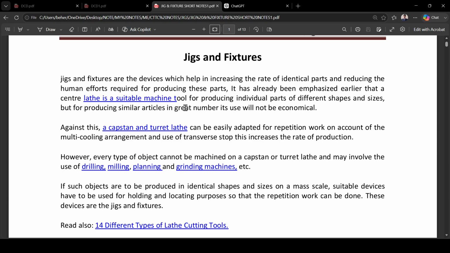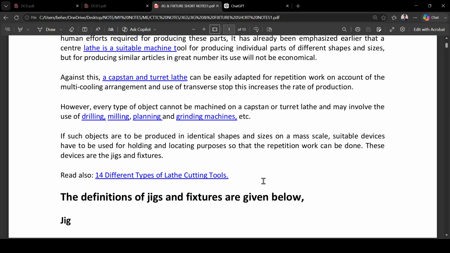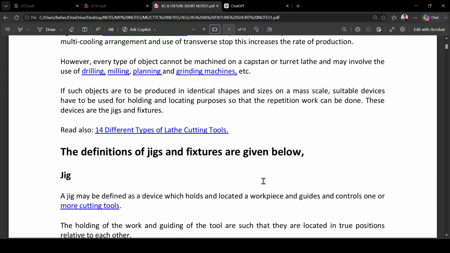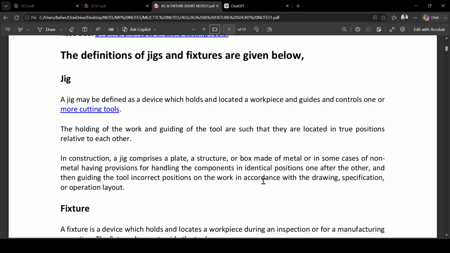Jigs and fixtures are devices which help to increase the rate of producing identical parts and reduce the human effort required for producing these parts. It has already been emphasized earlier that a centre lathe is a suitable machine for producing individual parts of different shapes and sizes, but for producing similar articles in great numbers it is usually not economical. You can read and write about all these things, then you can clearly understand what jigs and fixtures are, and some examples are also given.